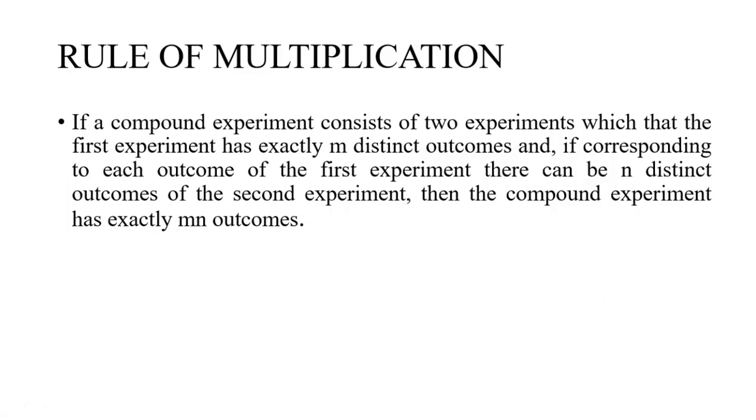The rule of multiplication states that if a compound experiment consists of two experiments, where the first experiment has exactly m distinct outcomes, and corresponding to each outcome of the first experiment there can be n distinct outcomes of the second experiment, then the compound experiment has exactly m into n outcomes.